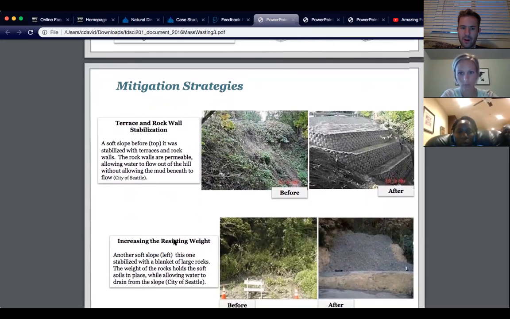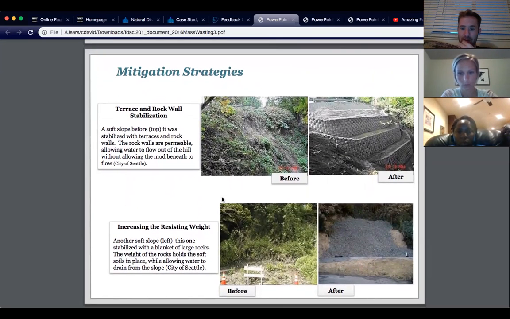Here are some good examples of terracing. This is before and after. This just adds a lot of strength to it. So this is what terracing looks like. This is like buttressing right here, where they put a bunch of hard, strong rocks on. They've reduced the slope a little bit. All this is to strengthen it.